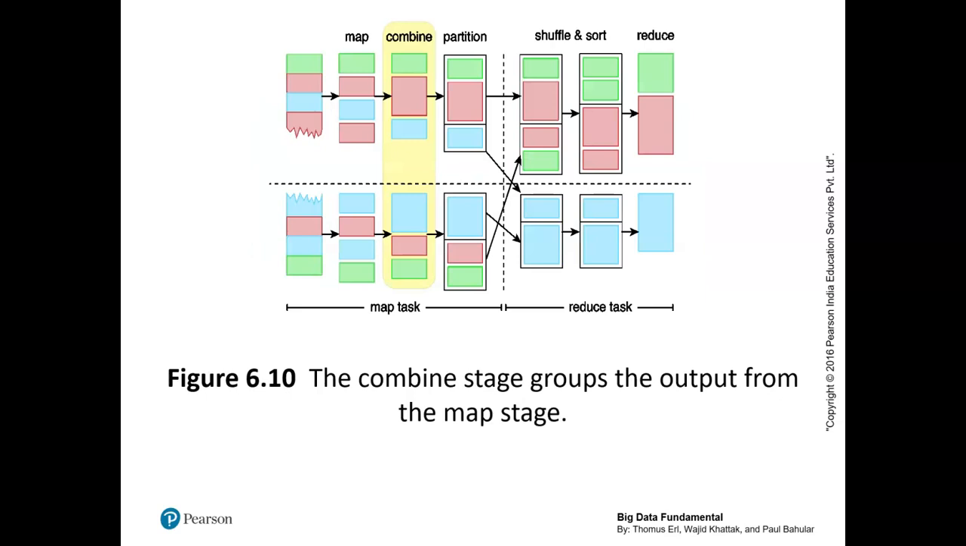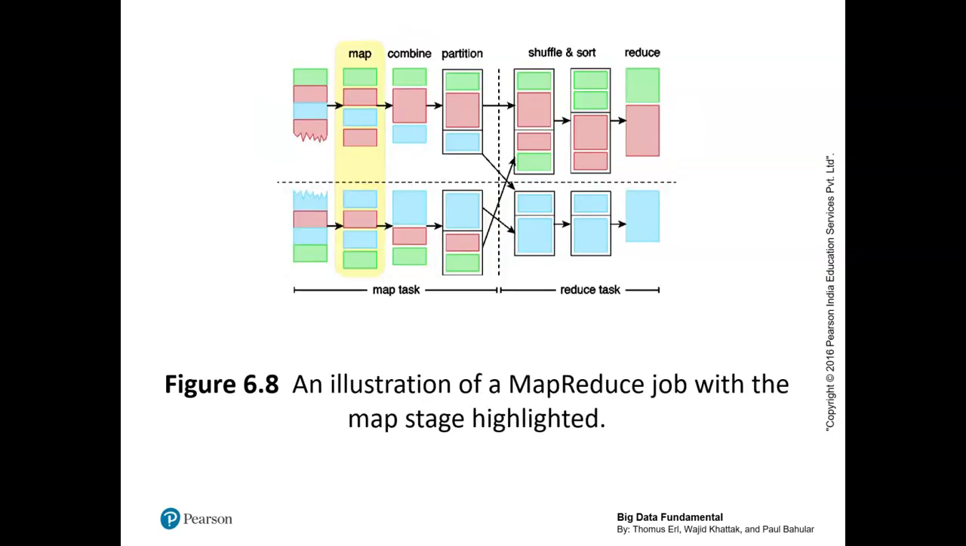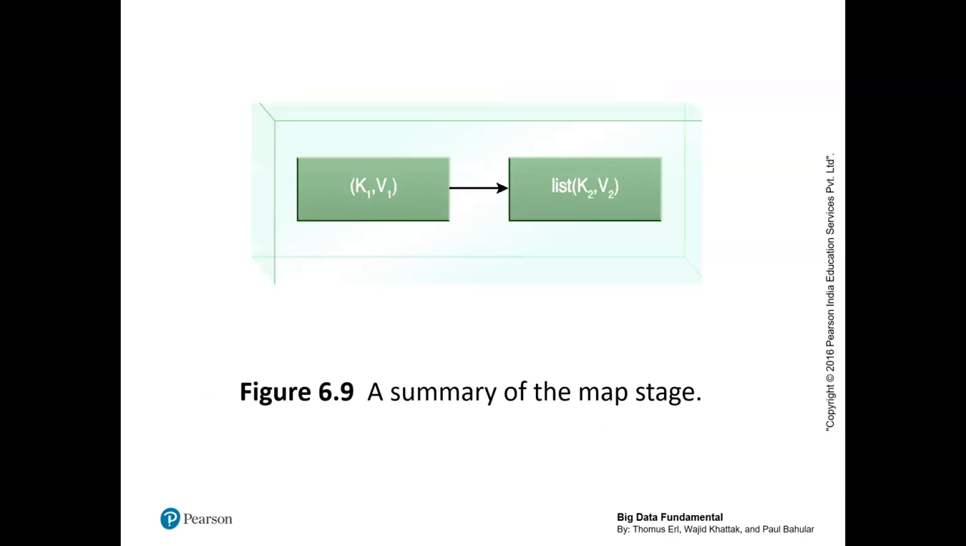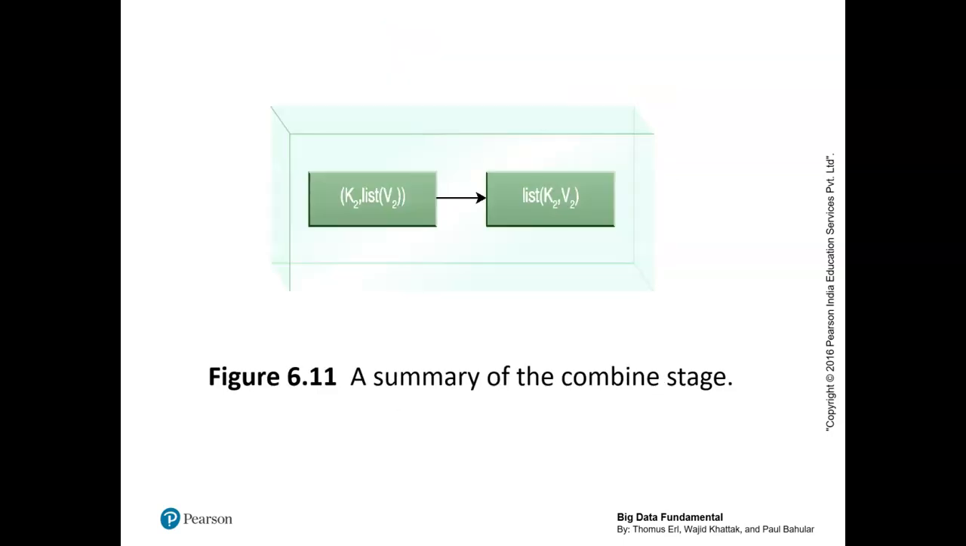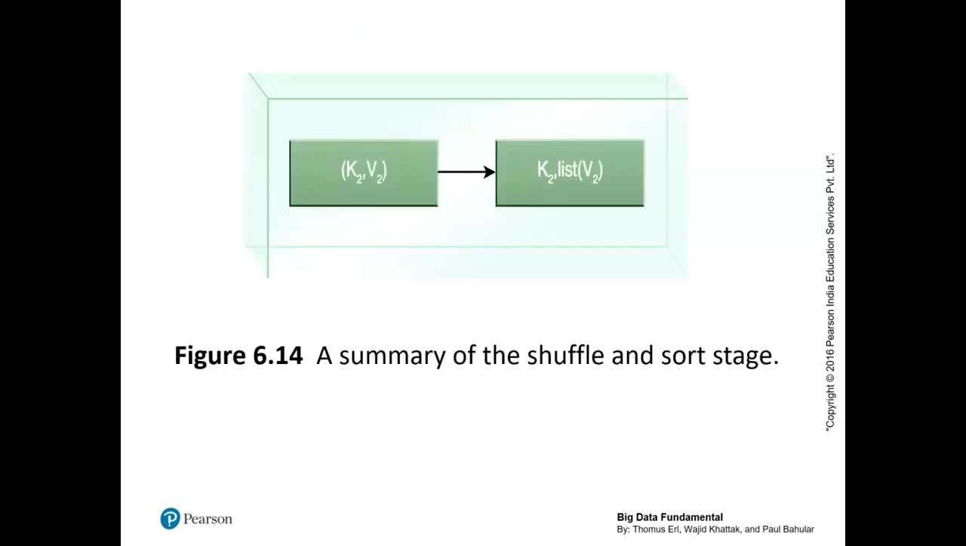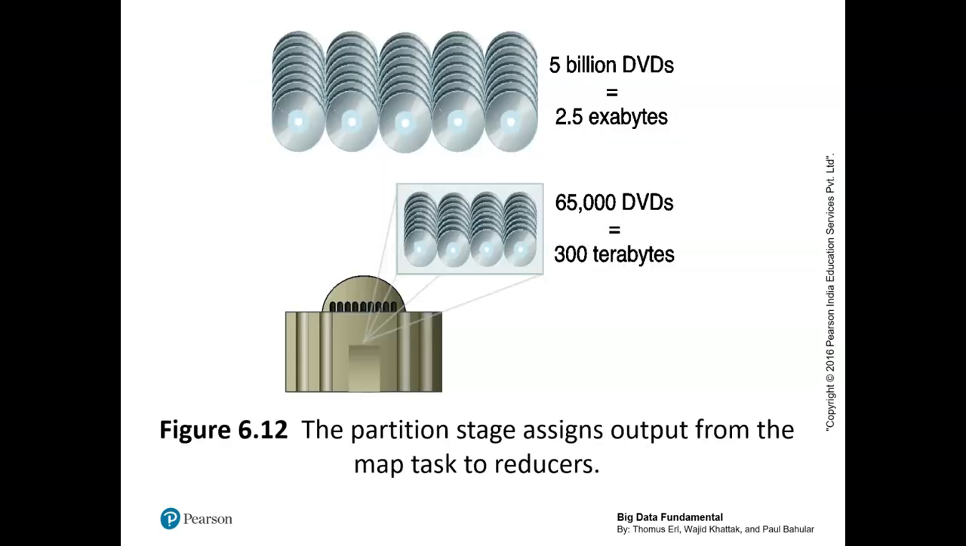You can see the combine stage groups the output from the map stage. This is a continuation of the previous one. Before, we did mapping, and in this one, with the help of the key value, we did the combination of these items. After the summary of the combine stage, we shift towards the next stage. But before going to the next stage, we have some important information related to figure 6.12. It tells that the partition stage assigns output from the map task to the reducer.